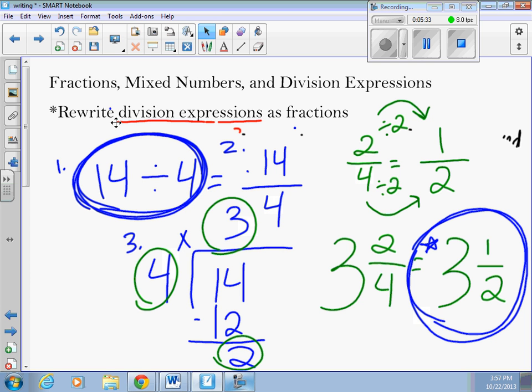Good luck on your homework tonight. You're going to be working on writing division expressions as fractions in simplest form.